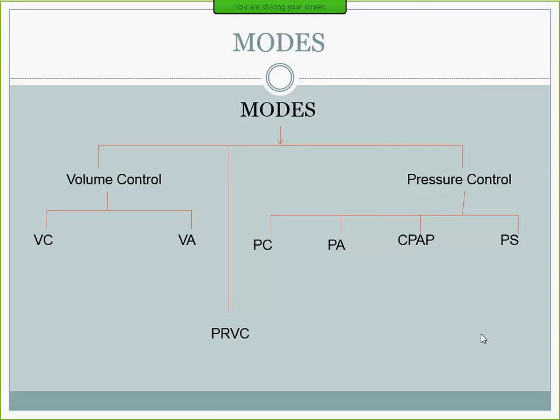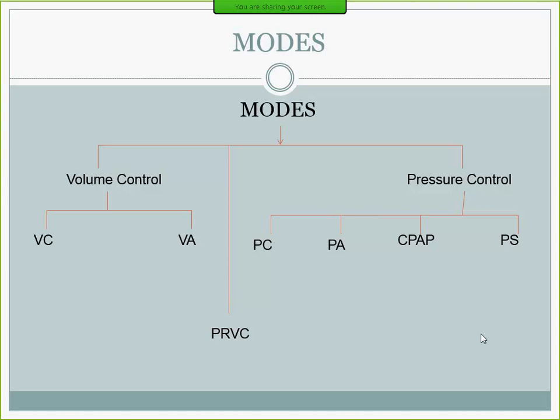That brings us to the modes of mechanical ventilation. As I said, you can either control the volume or you can control the pressure. You cannot control both at the same time. The terminology is very simple: either it is a control mode or it's an assist mode. What is the difference between control and assist? In assist mode, the patient is allowed to assist, whereas in control mode, you are controlling the patient completely. So the patient is not allowed to do anything.